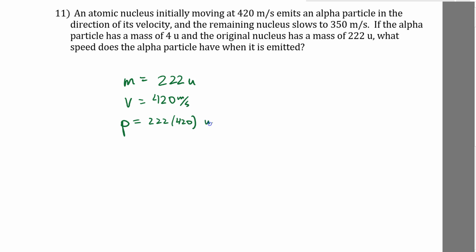So the momentum initially is 222 times 420. And the units here will be u times meters per second, which is not standard at all, but it's okay because later we're going to use conservation of momentum, and both sides of the equation are going to have units of u, and the units will cancel, and you'll end up with just meters per second for the speed of the alpha particle. If that bothers you, there is a conversion in the data booklet to go from u to kilograms. So you could totally convert to kilograms and work this problem in the units that you're more familiar with. But you don't have to do that.